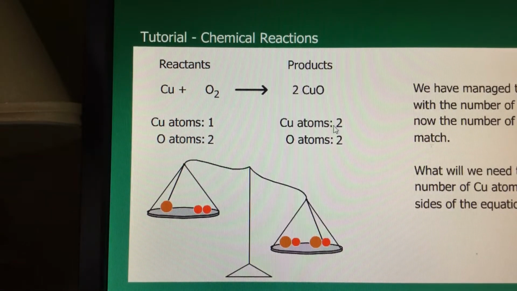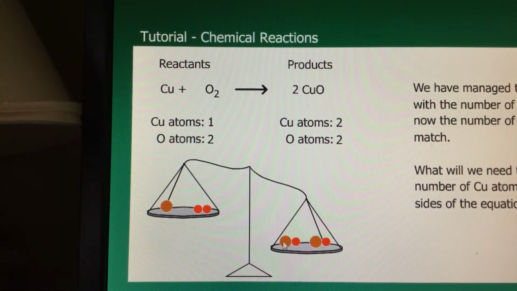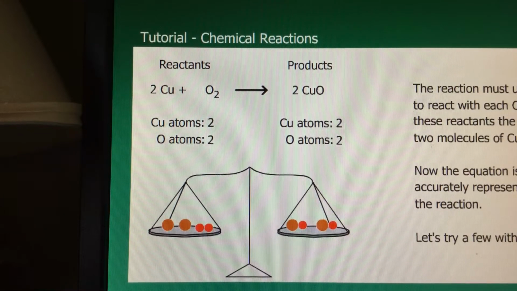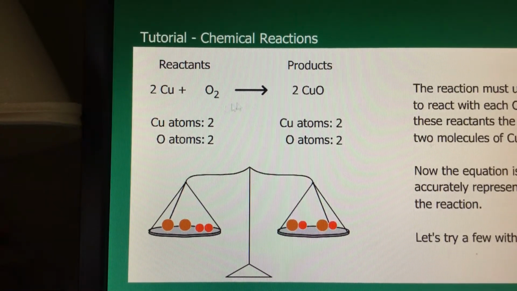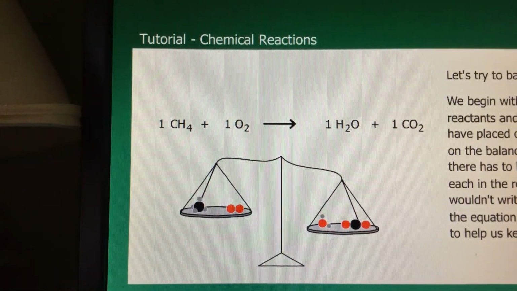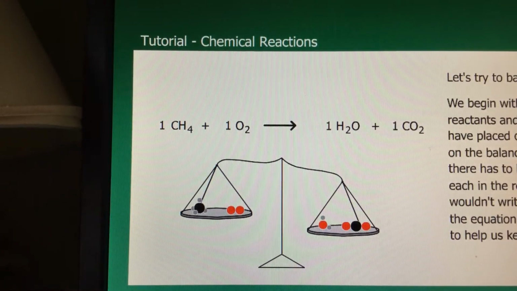Okay, we're going to add another copper oxide, right? But then this side is too heavy because we have 2 copper on the product side and 1 copper on the reactant side. So here's what we're going to do. We're going to add another copper on the reactant side. So now we have 2 copper and 2 copper, 2 oxygen and 2 oxygen. We have the same number of each atom on both sides of the reaction, on both sides of the arrow. All right, we're going to do the same thing with this reaction here.